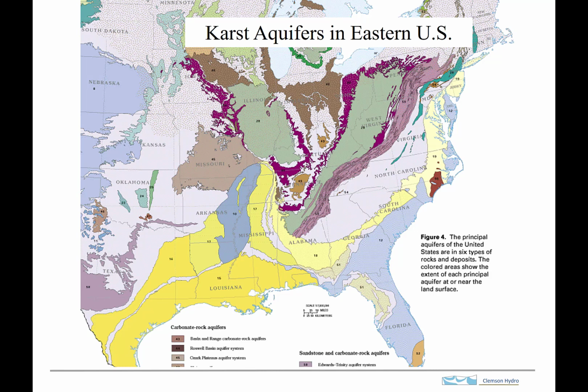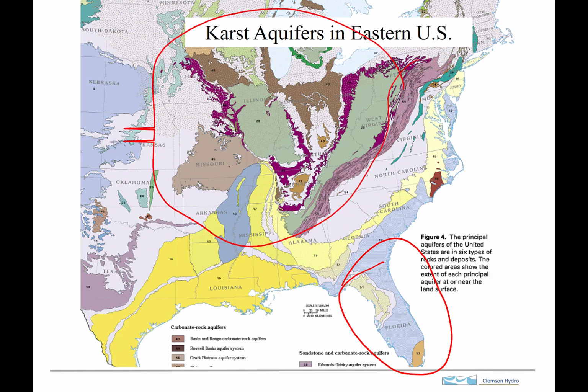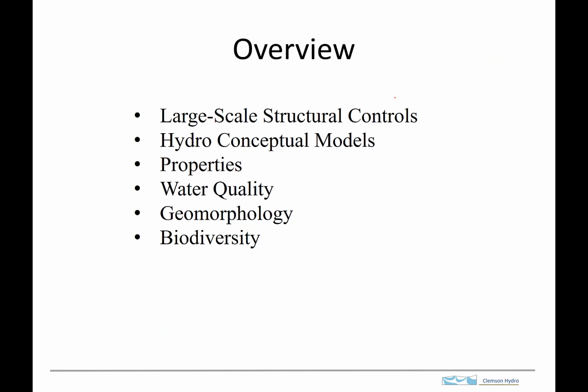Okay, in this video, I want to talk about the karst aquifers in the eastern U.S. And this is going to be principally the Floridan aquifer here, and then the Paleozoic aquifers in the mid-continent. And they'll be in this area here. So we'll first look at large-scale structural controls on these aquifers, some conceptual models and aquifer properties, water quality, and then some unusual aspects of geomorphology and biodiversity associated with karst aquifers.